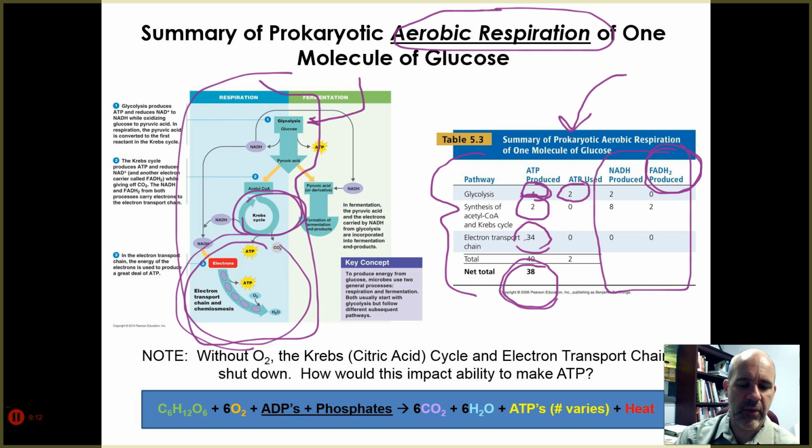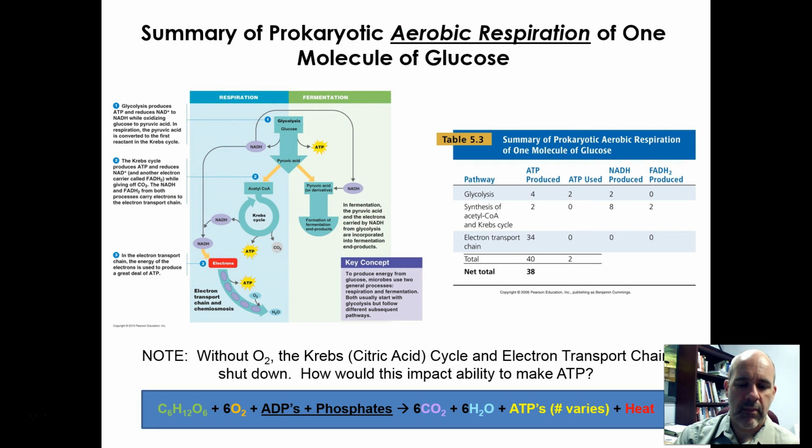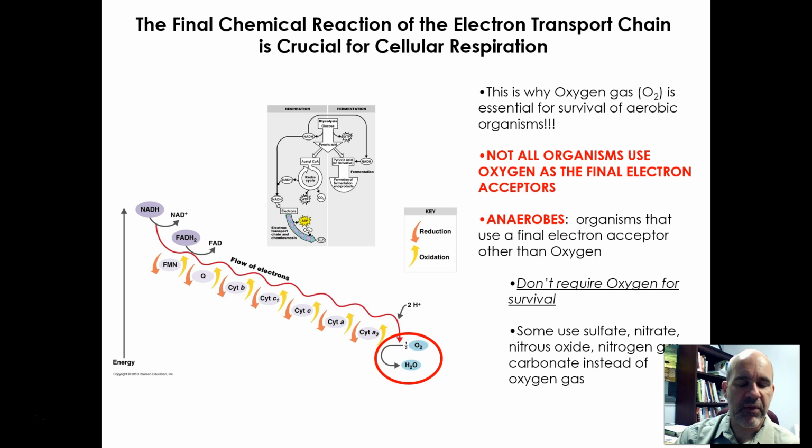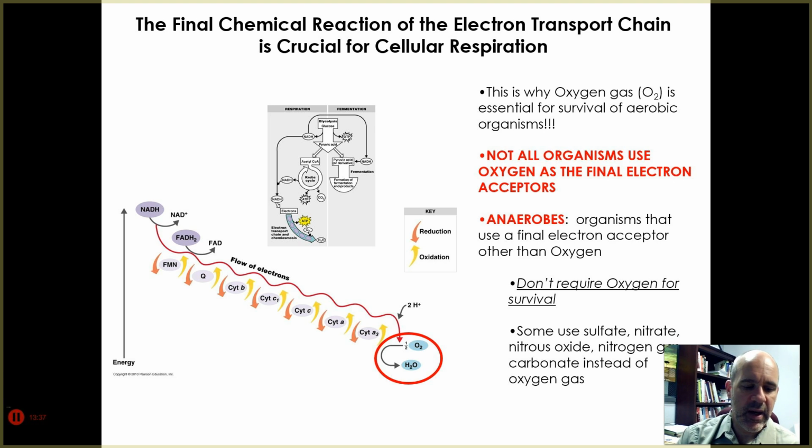All right, so that's the overall summary and the different phases of cellular respiration and where all this ATP is being made. Let's talk a little bit more about this mysterious electron transport chain, though. What is that? What does that mean? It sounds like a bunch of gobbledygook.